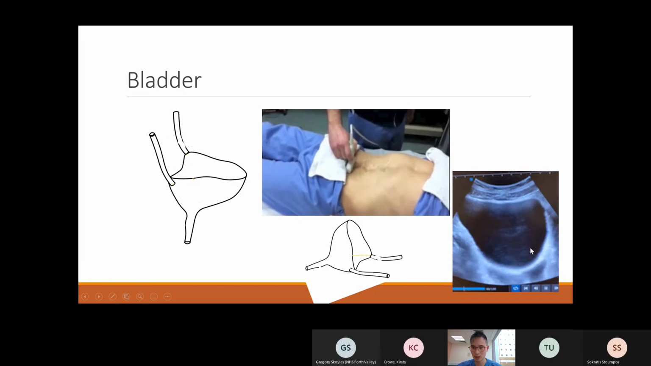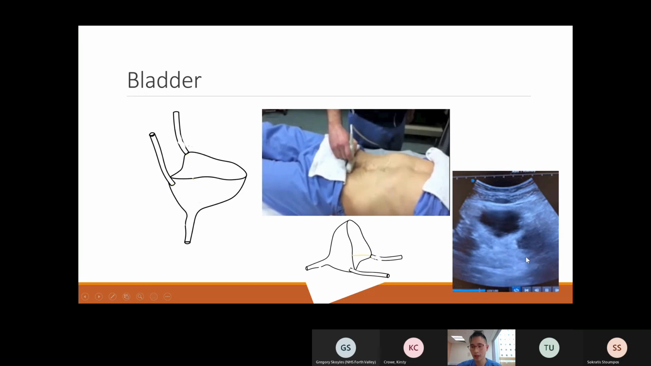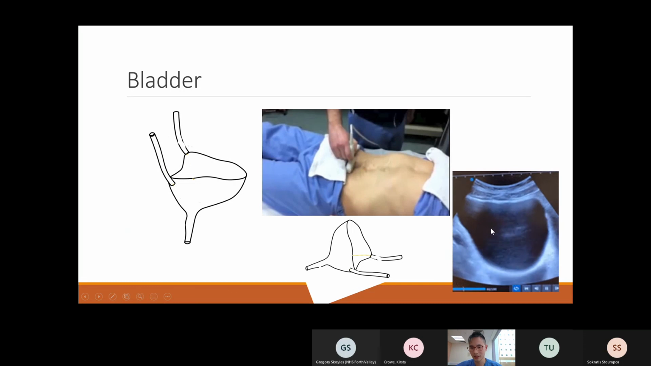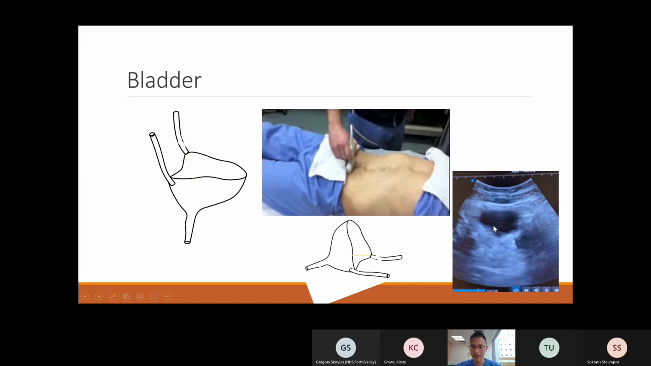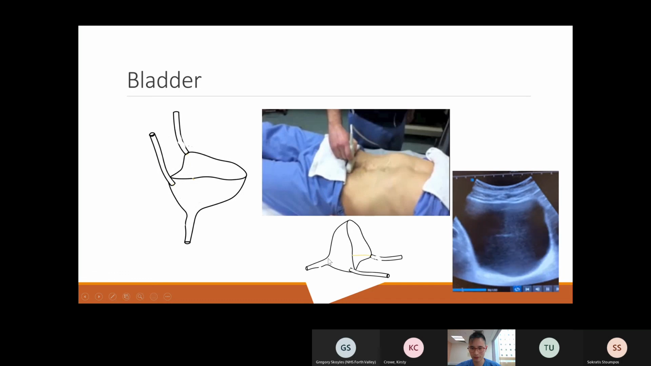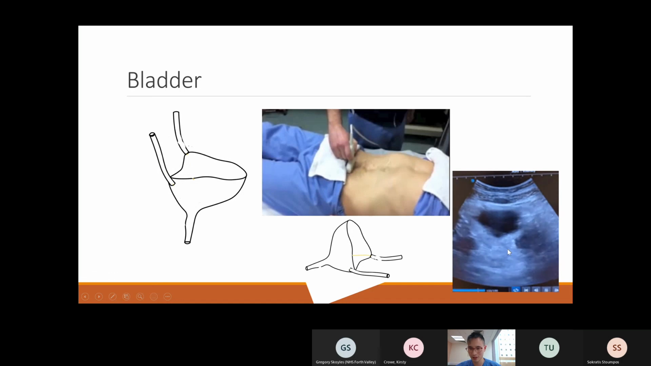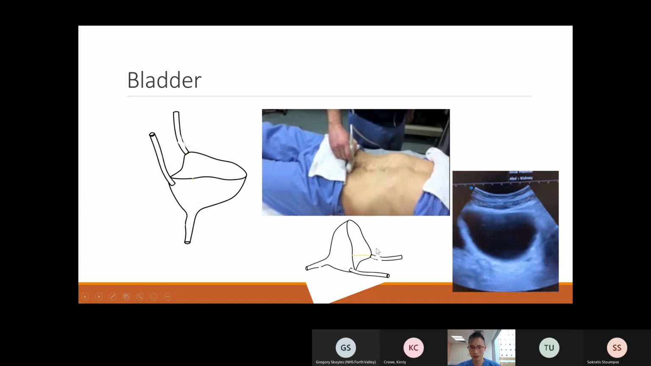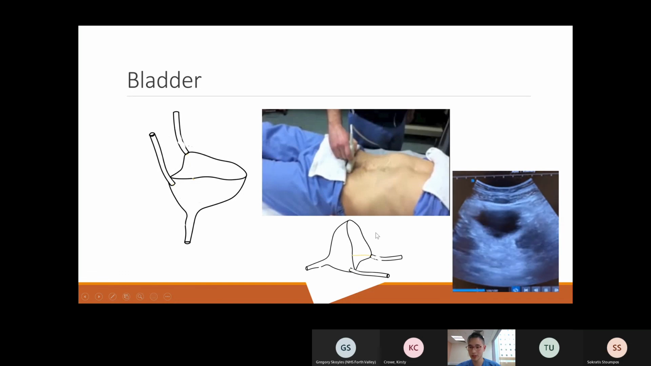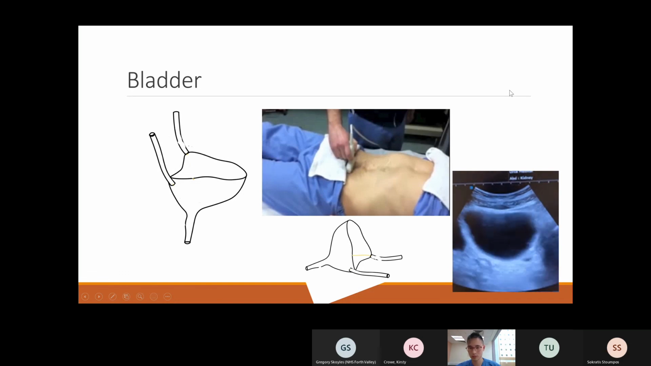And this is me scanning this. I scanned this patient today. I scanned this patient a few weeks ago on the weekend. So you can see a full bladder, and as I scan downwards, you can see that it tapers off. You can see it tapering right now as I scan downwards. So that makes sense with the anatomy of the bladder. So that's a cross-sectional view.